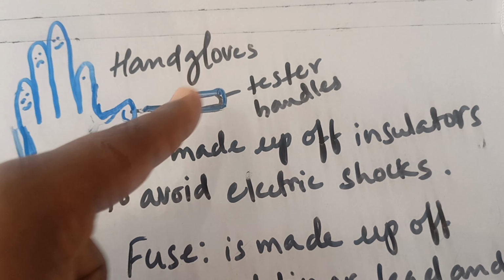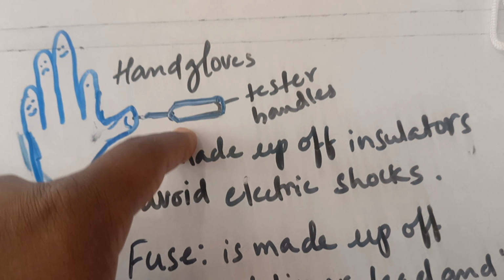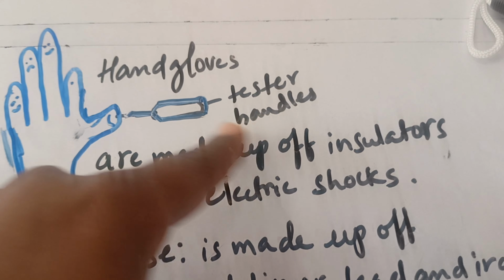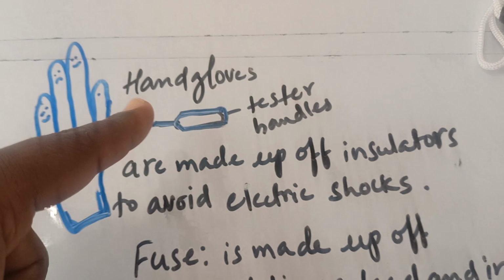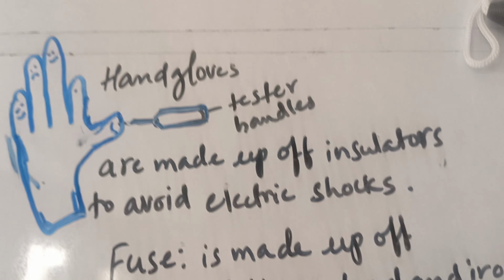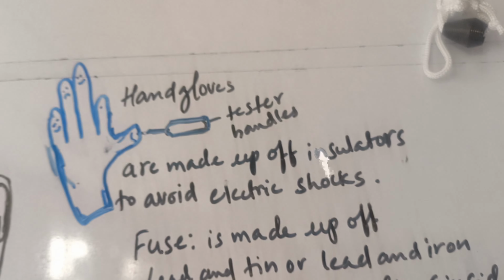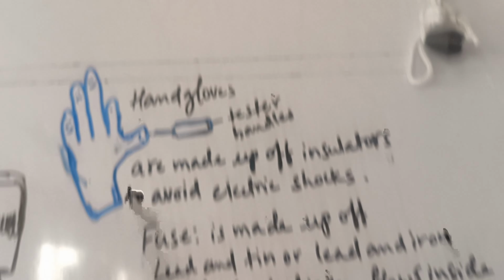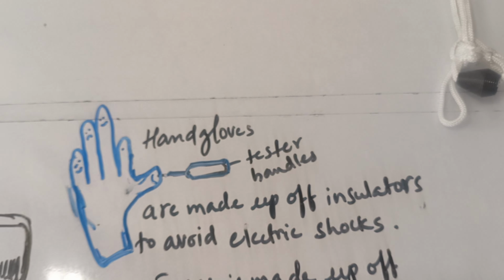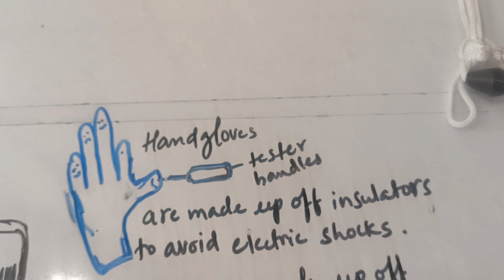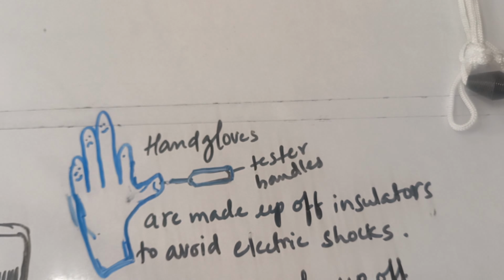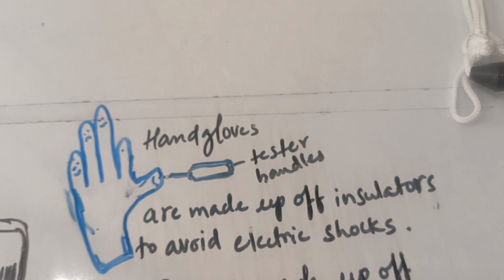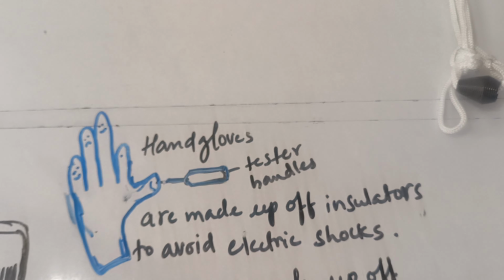This is a pair of hand gloves made of rubber, and this is a tester which is used by a wireman or electrician. The tester handle is made of plastic, and the gloves are made of rubber. So almost all handles used for electricity are made of insulators. Why are they made of insulators? Insulators do not conduct electricity. That's why we can avoid a short circuit. To avoid short circuits, we use insulators for handling electricity.